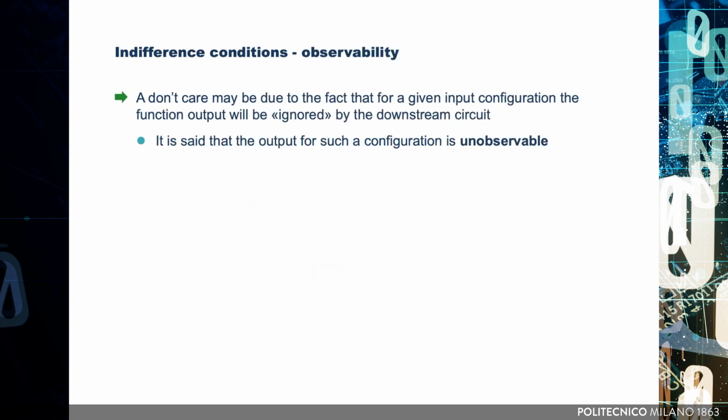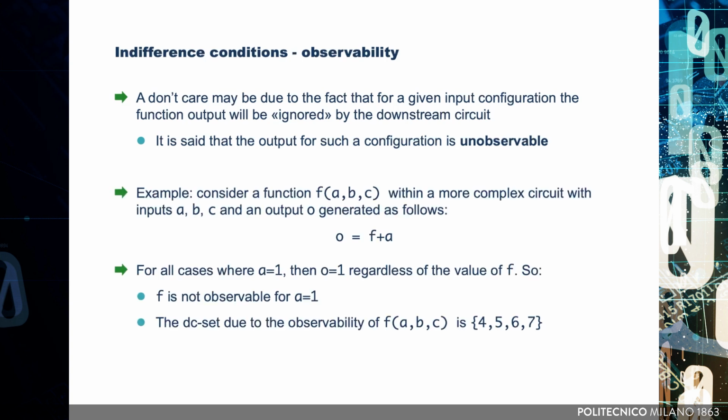A don't care condition can also occur when, for a given input configuration, the output of the function is ignored by the downstream circuit. More formally, this means the function's output is unobservable. Let's go back to the previous example, specifically the downstream circuit, which is represented here by the logical expression O equal to F or A. Do note that in all cases where A is equal to 1, the output O will be 1, regardless of the value of F. Therefore, F is unobservable when A is equal to 1.